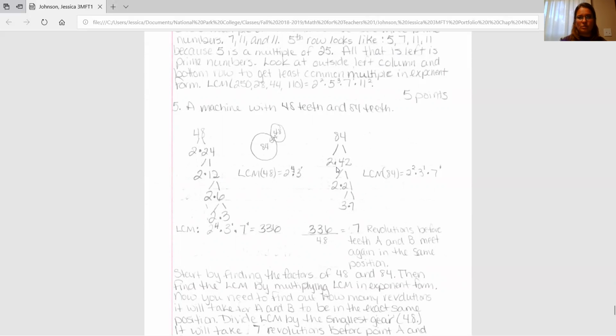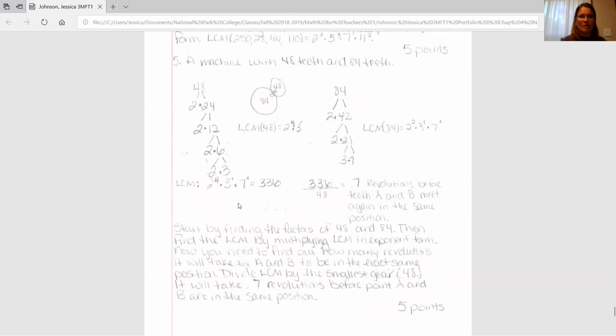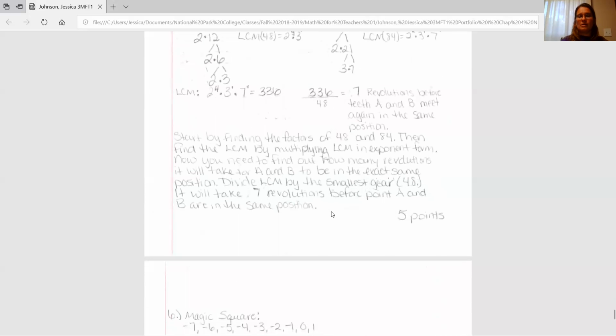Factor out 84: 2 times 42, 2 times 21, 3 times 7. The prime factorization of 84 is 2 to the 2nd power times 3 times 7. Then you want to take your numbers with the highest exponent in both groups. So it would be 2 to the 4th power times 3 times 7, and you get 336. Take 336 and divide it by 48, which is your smallest gear, and you'll come to 7 revolutions before teeth A and B meet again in the same position.